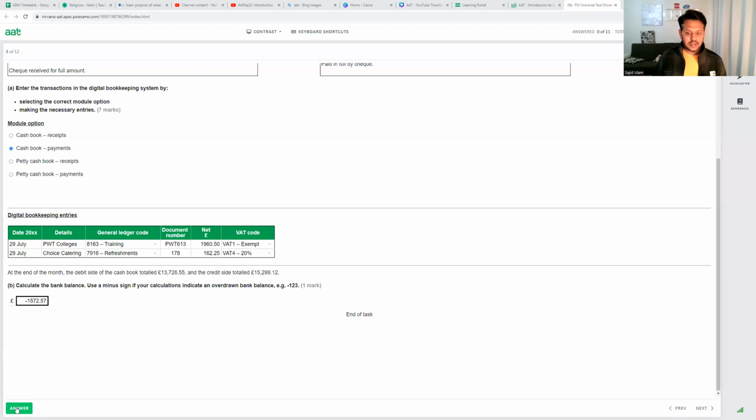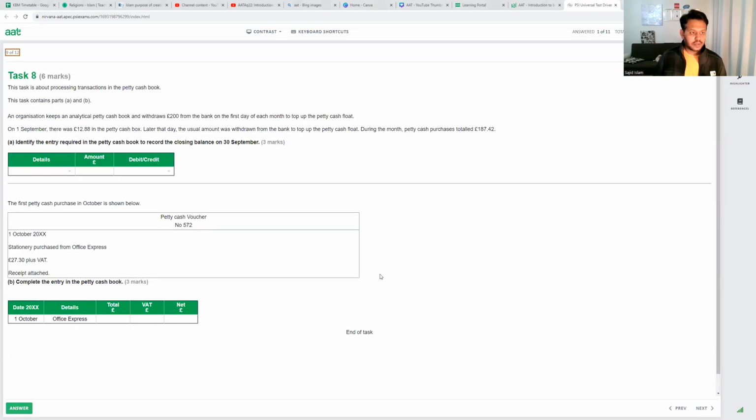The next one we have here is question number 8. Question number 8, this task is about processing the transaction in the petty cash. Very simple. Let's have a look. An organization keeps an analytical petty cash book, withdraws 200 from the bank on the first of each month and tops up the petty cash. So this is called the restoring amount. Obviously this is the amount we like to keep in the petty cash box every month.